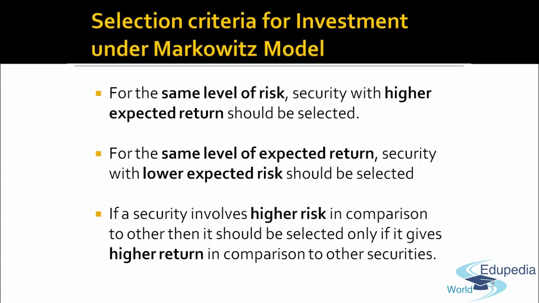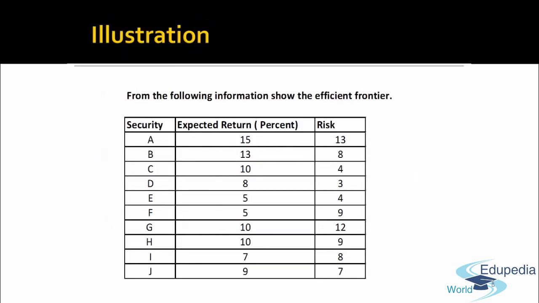I'll just show an example to understand this concept better. Let's say there are securities from A to J. The expected return from A is 15%, from B 13%, C 10%, D 8%, E 5%, F 5%, and so on, with G and H at 10% and another at 7%. Security A, for an expected return of 15%, has a risk of 13%. In B, there is a risk of 8%. C has 10% return, but with a risk of 4%.